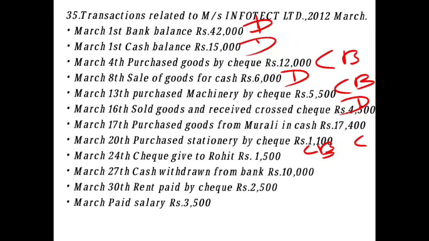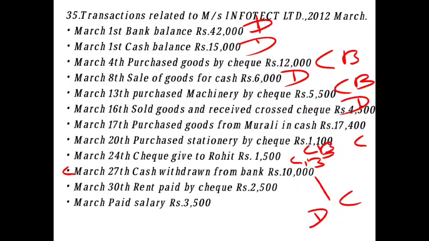Check given to Rohit 1,500, again a check you have given, so on the credit side, bank column, you should write it because the check was given to Rohit. Then cash withdrawn from bank, which is a contra entry, right? This I will write here: cash withdrawn from the bank, which you should record on the debit side as well as the credit side.